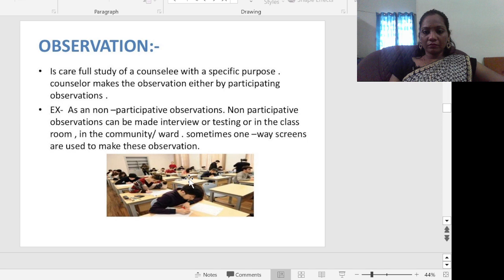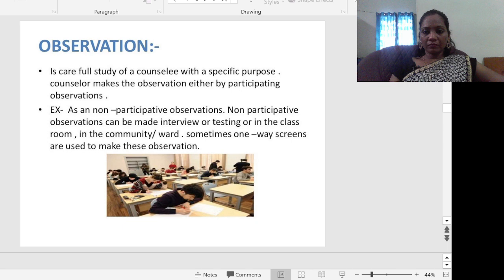Whereas indirect observation means we keep a CC camera and nobody directly observes. From that we monitor an individual's behavior. We will not tell them that we are recording, and we will notice their behavior. This also has some advantages and disadvantages.